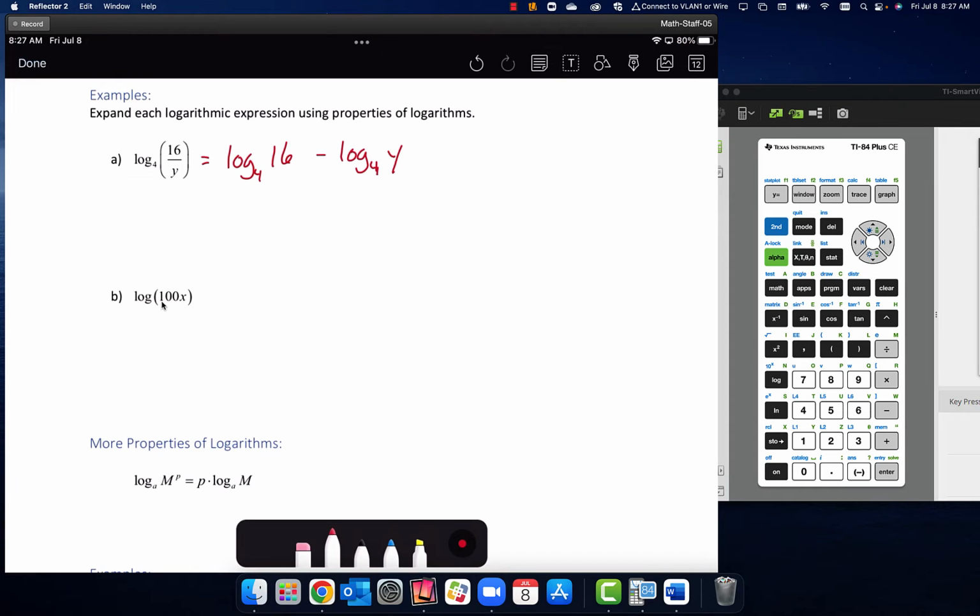Next, we have log of 100 times x. We can expand that single log into a sum: log of 100 plus log of x. That product becomes a sum of 2 logs.